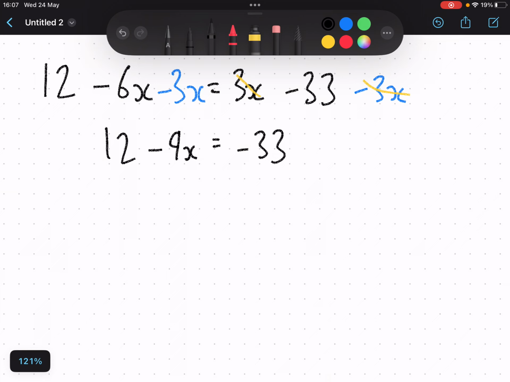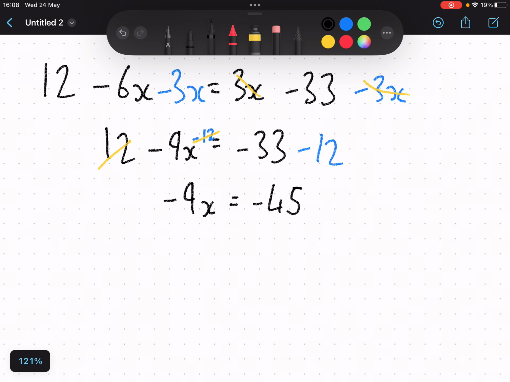So I want to get rid of the 12 from the left hand side now. So let's subtract 12 from the left hand side, and then I have to do the same thing to the right hand side. So on the left hand side, 12 take away 12 is 0. So I'm left with just minus 9x on the left hand side. On the right hand side, minus 33 minus 12 is minus 45.